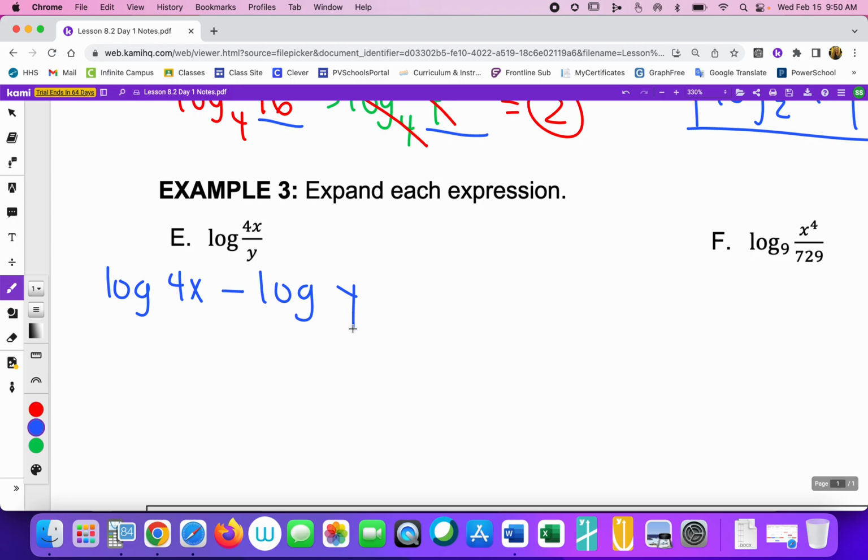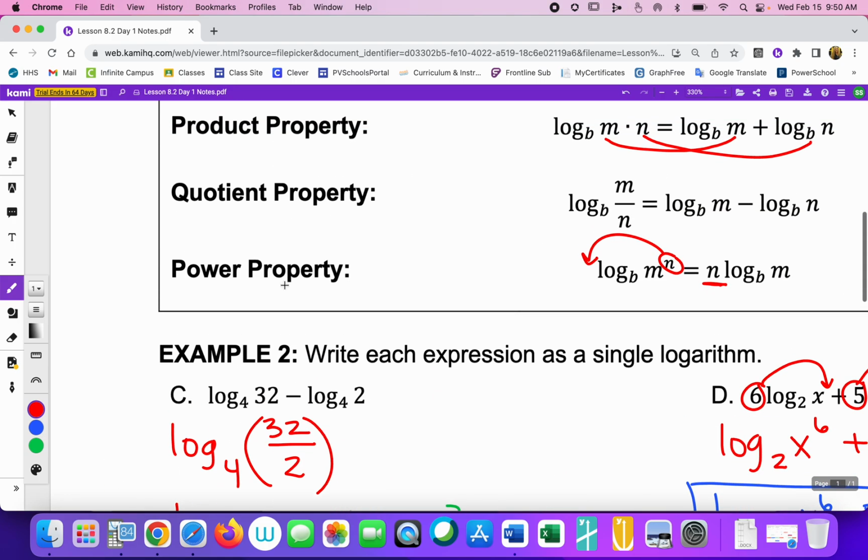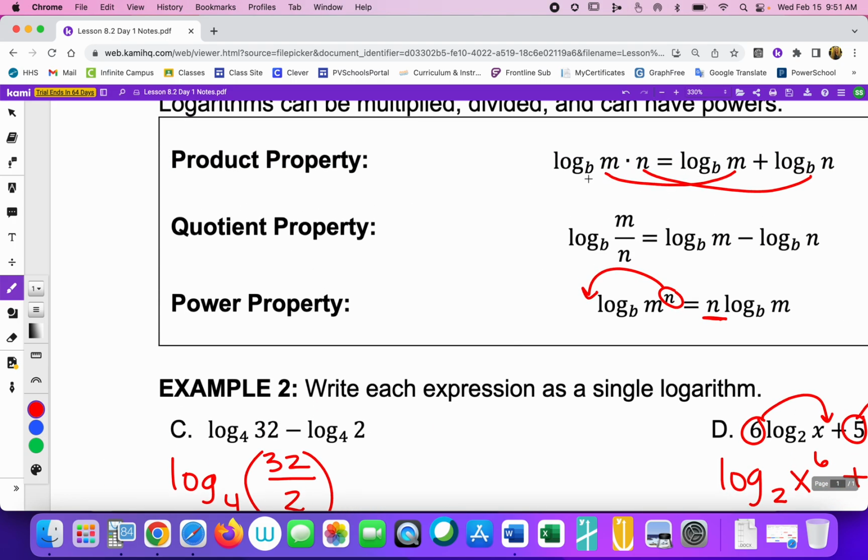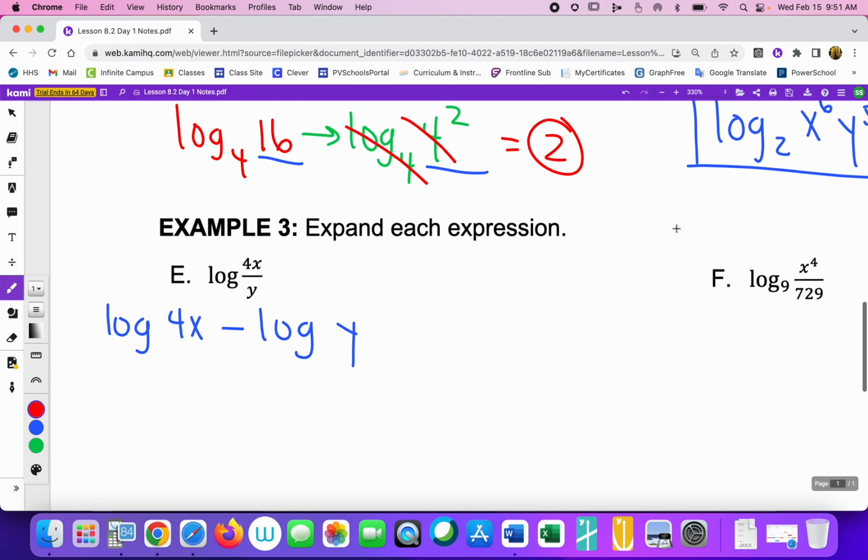The y is a single argument. That one is done. This is 4 times x. What is multiplication split into? So this is two different arguments. So yes, this would be this portion over here, log 4x. That's the first one up here. So it would split into log of 4 plus log of x.